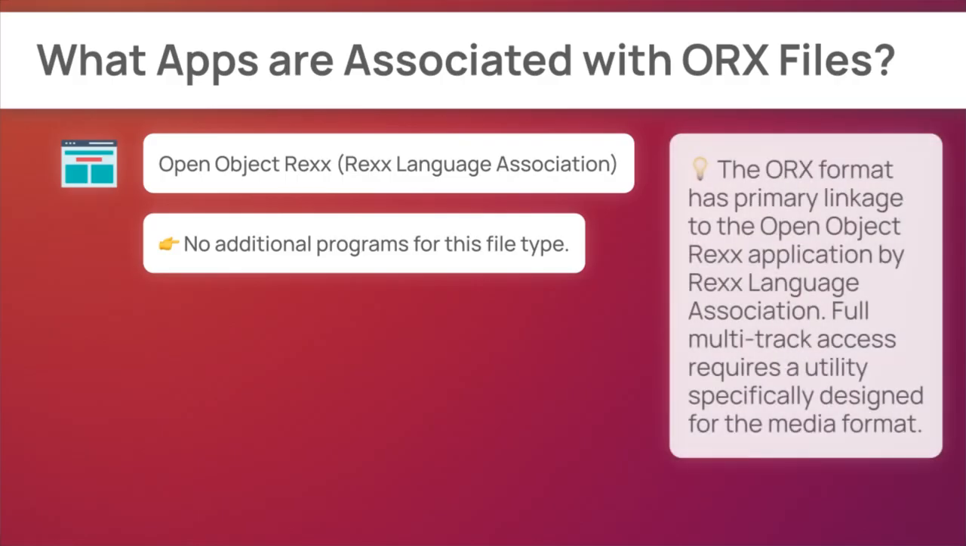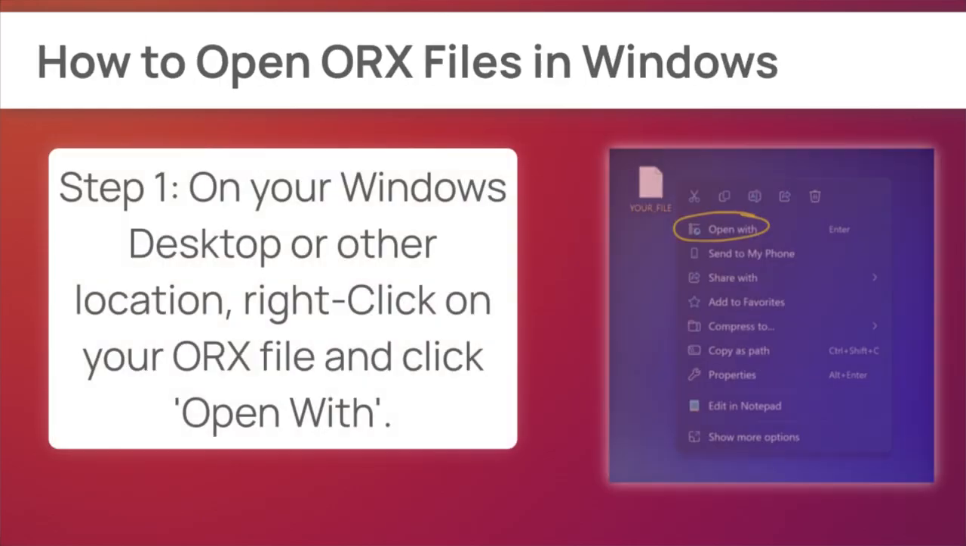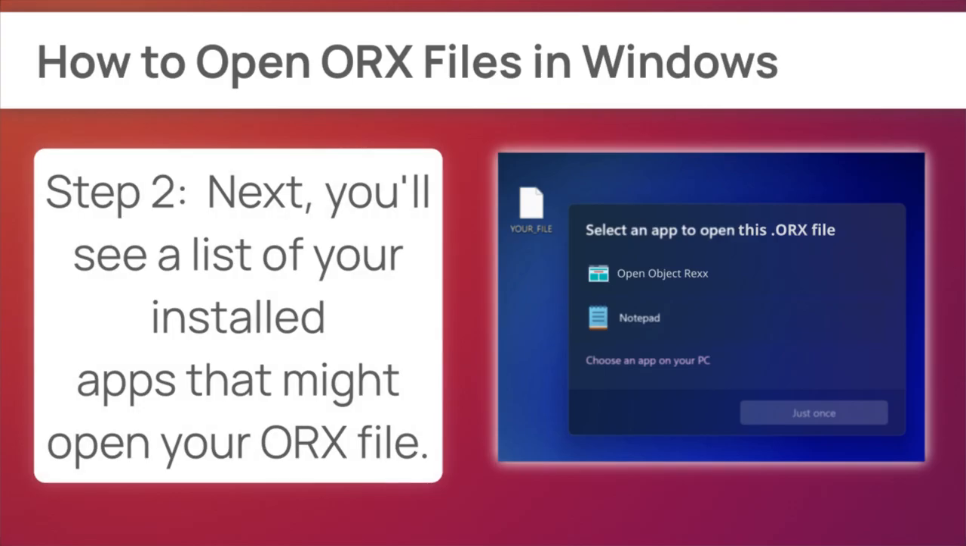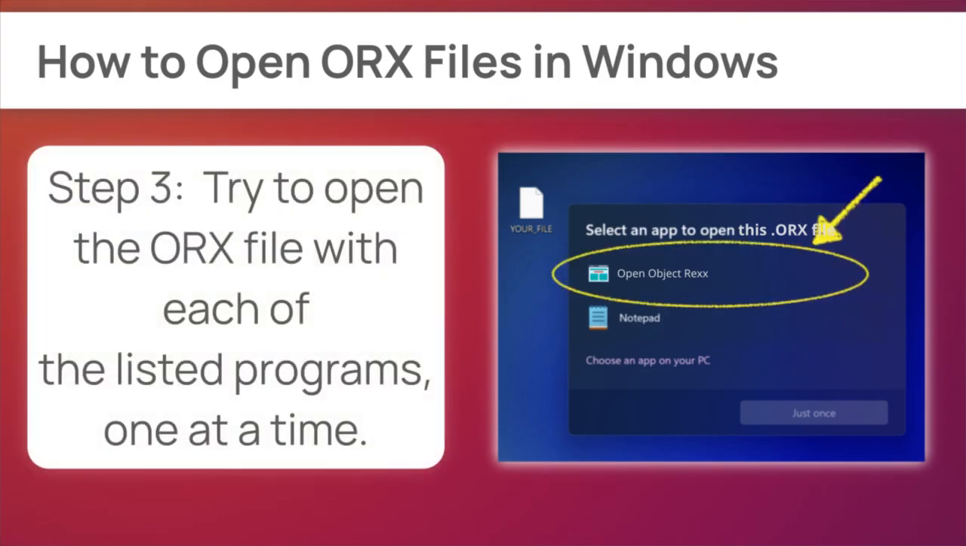Full multi-track access requires a utility specifically designed for the media format. Windows shows only raw code, so real operation requires dedicated scripting tools. To resolve the incompatible file format error, right-click the ORX file and choose Open With. Prioritize Open Object Rexx if available. If absent, choose another application. We are searching for the correct file link.